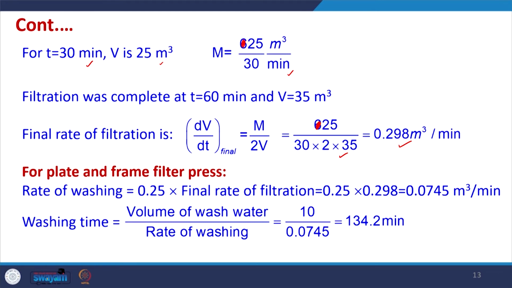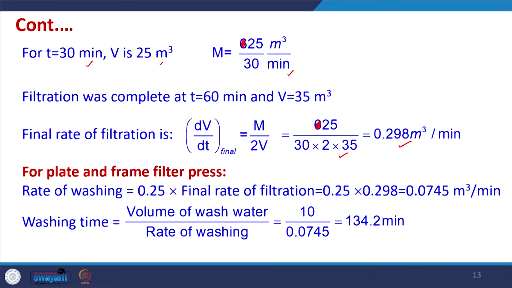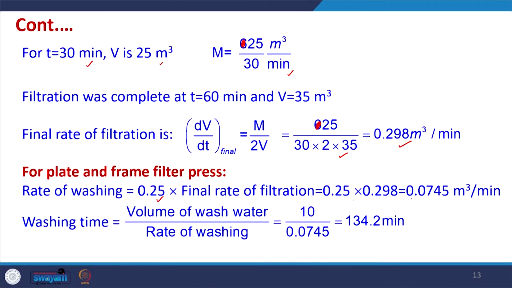Now, for plate and frame filter press, the rate of washing is equal to 0.25 into final rate of filtration, because remember we have to find out the rate of washing, not filtration. Estimate the washing time in minutes if only 10 meter cube of wash water has to be used. So, under that condition we are assuming that the rate of washing is around 1/4 of the final rate of filtration. So, final rate of filtration is this much meter cube per minute. So, it is 0.25. So, this will be the meter cube per minute, the rate of washing.